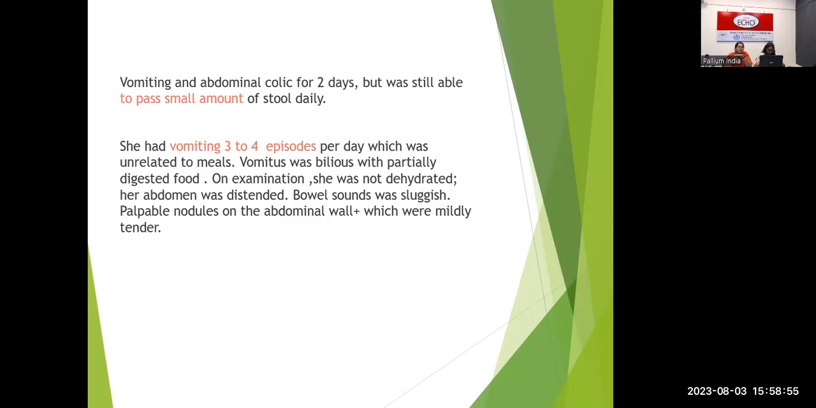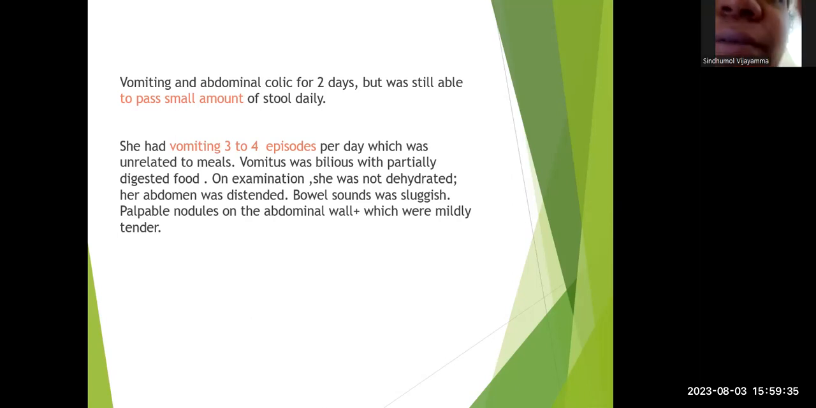Now, what she presented with was vomiting and abdominal colic for 2 days, and she was able to pass a small amount of stool daily. She had vomiting 3 to 4 episodes per day, which was unrelated to meals. Vomitus was bilious with partially digested food. On examination, she was not dehydrated. Her abdomen was distended, bowel sounds were sluggish. Palpable nodules were present on the abdominal wall, which were mildly tender. From the history, where do you think is the obstruction here?